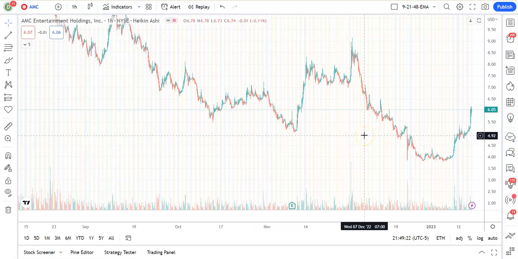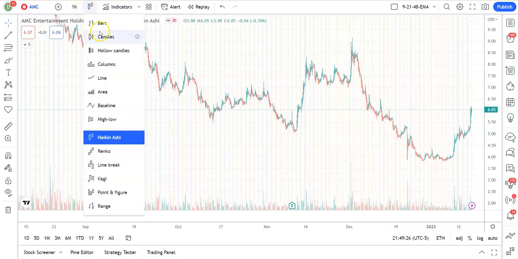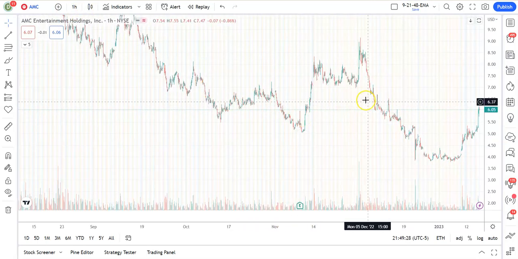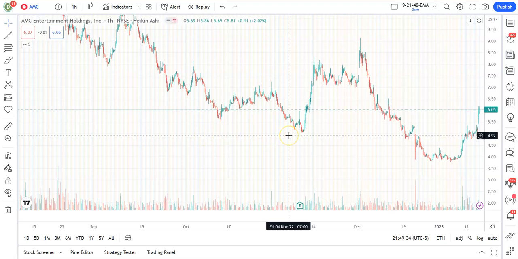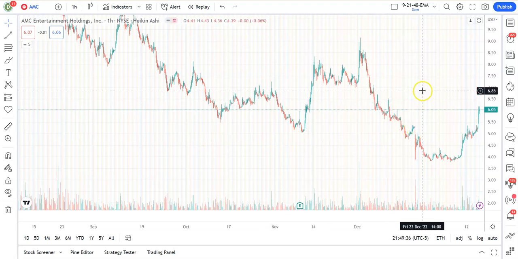Also, if the stock does not have a lot of volume, then if we just use normal candles, you will see many gaps. So in TradingView, there is something called Heikin-Ashi. I use that, but it's not necessary. You can use the normal candle.